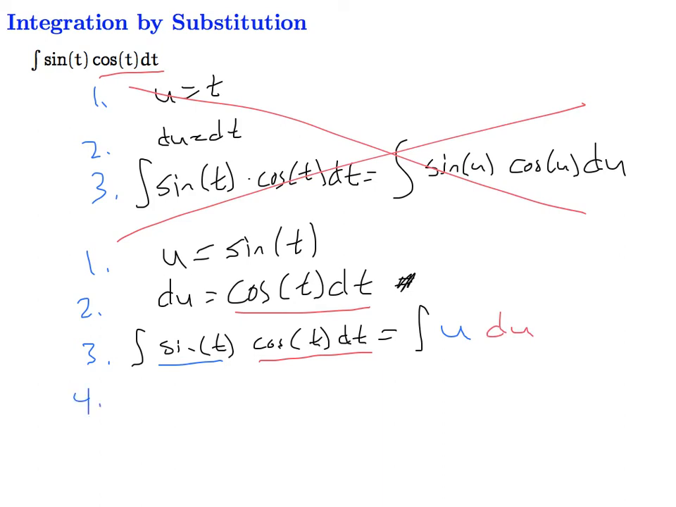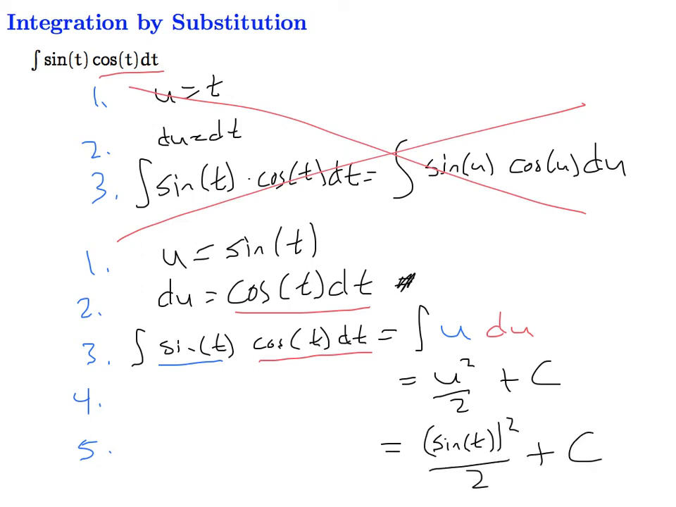Well, that's a pretty easy integral to take. What's the antiderivative of u du? The antiderivative is simply going to be u squared over 2 plus c. And finally, I can make my final substitution step, replace my u with sine, so I get sine of t, whole thing squared, all over 2 plus c.